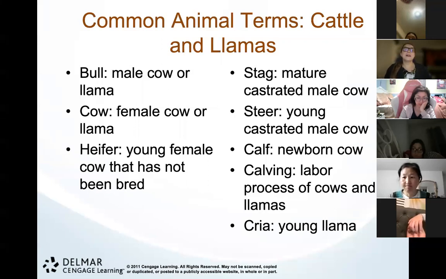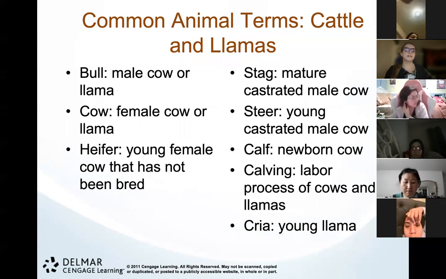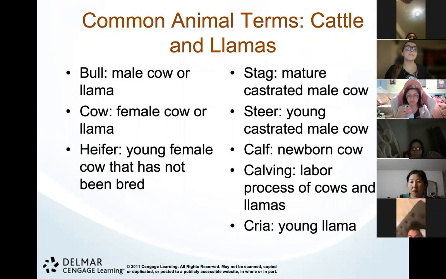So with our terminology for them, for our male cow or llama, we call them bulls. Cows are female cow or llamas. We refer to heifers as those are young female cows that have not been bred. So they haven't had any calves yet. And those are usually the young females.